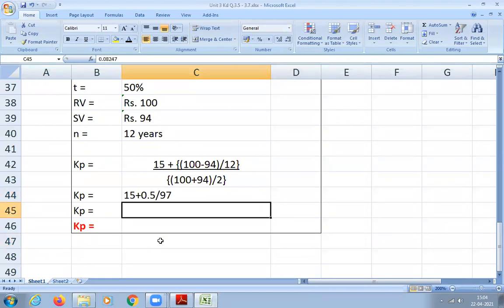15.5 divided by 97, so how much you'll get? 0.1598. So 0.1598, 97 something you'll get, right? So how much is the percentage? Yes, sir. 15.98%.